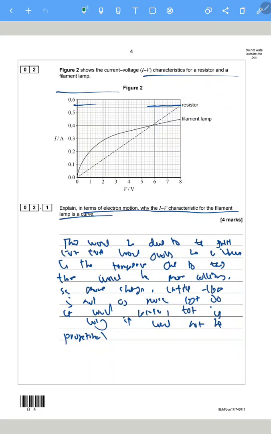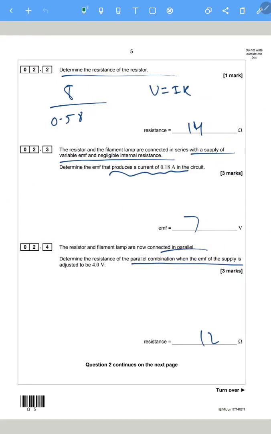Okay then, why IV characteristics? So, the increase in current leads to an increase in temperature. This causes movement. Yep. Therefore, rate of collision. Nope, I did not like that. Why would I not like that if I wrote the other three? But I was like, nah.